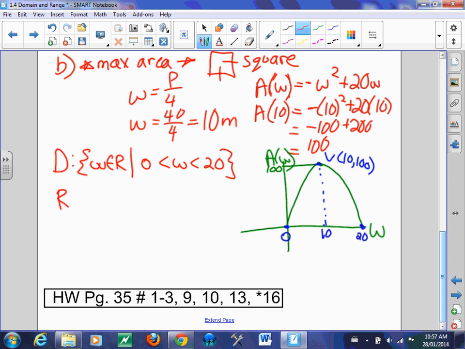Whereas when we take a look at the range, our up-down movement, you could either write Y or A at W here. You're going to see in your textbook varying answers. So A at W belongs to a set of real numbers such that it can't be 0, but it can be up to or equal to what? 100. Because it can fit anywhere along this here.